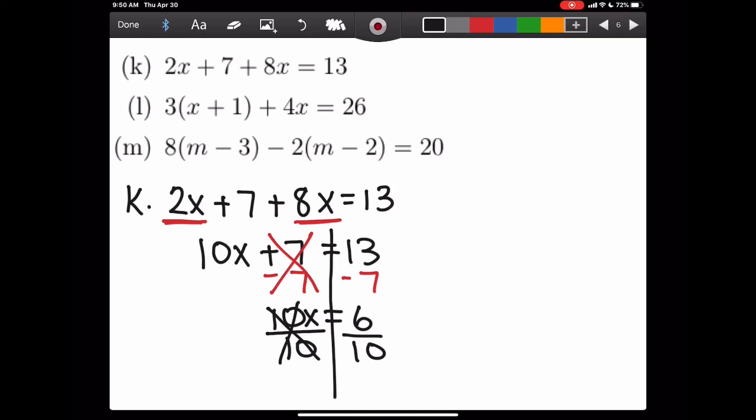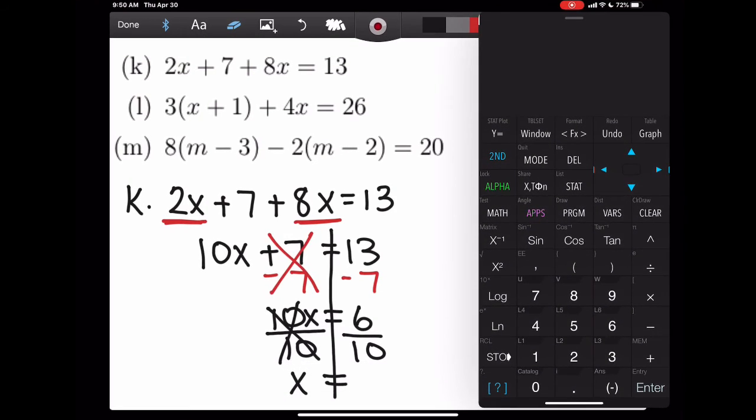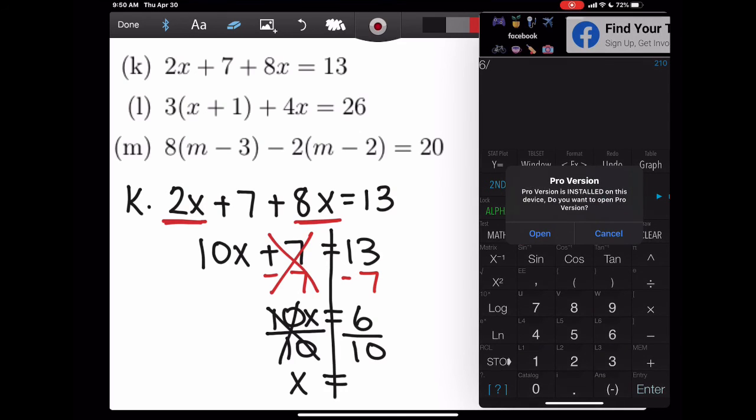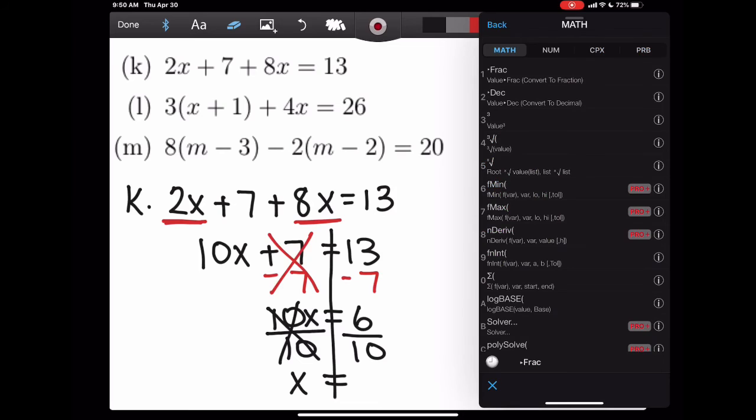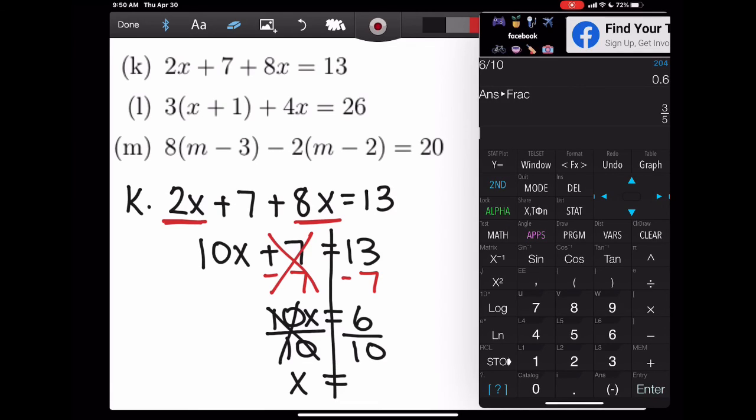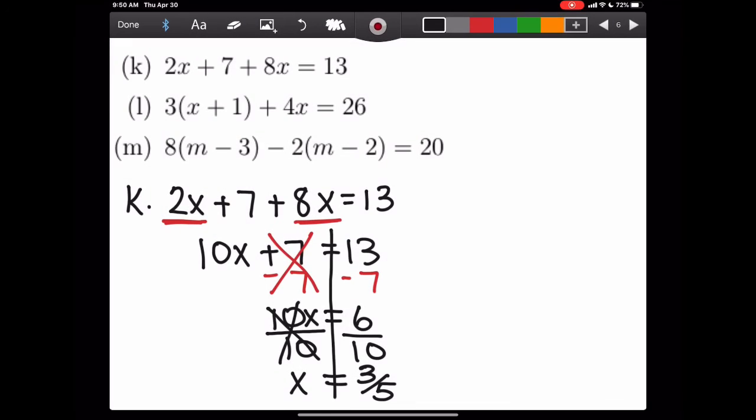Those 10s will cancel out, and I'll be left with x is equal to, because I want the most reduced form, 6 divided by 10. 6 divided by 10 will give you 0.6. Math, number 1 for fraction, 3/5. 3/5. All right, let's look at L.